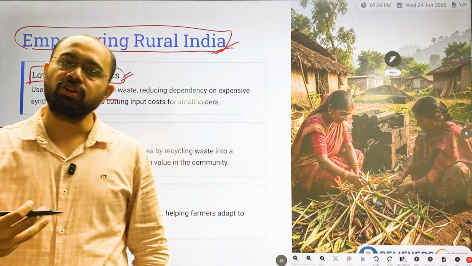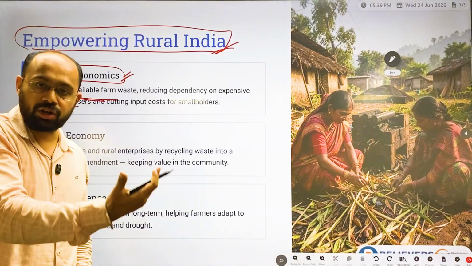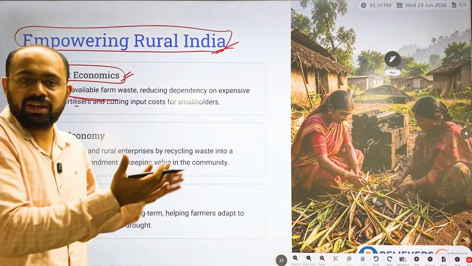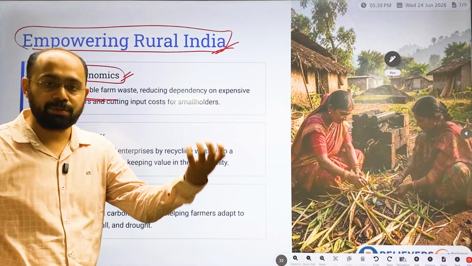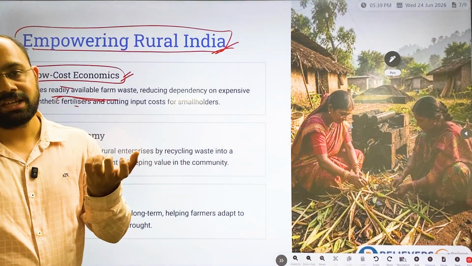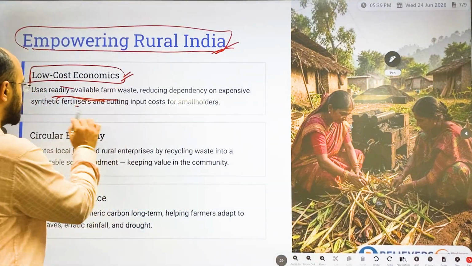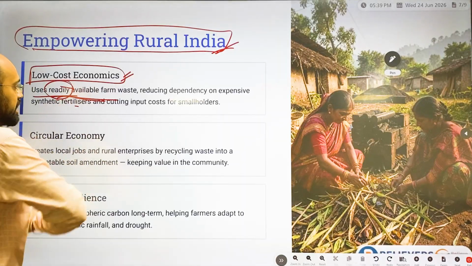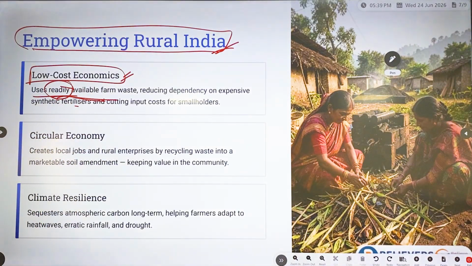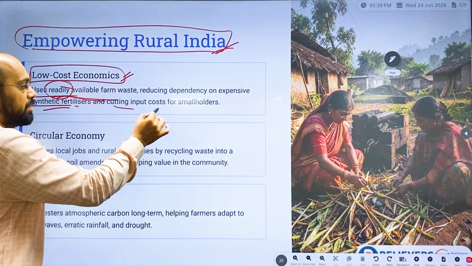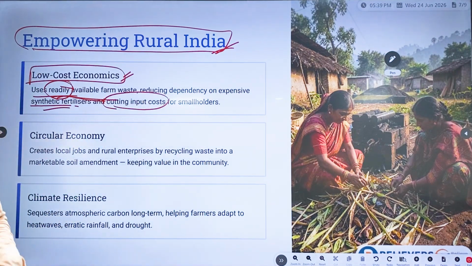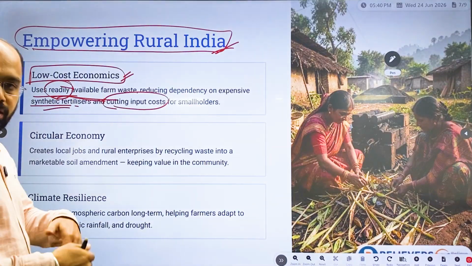Because the waste is already generated. We are not putting extra cost there to generate waste specifically. Whatever is produced, and whatever waste we get from that produce, we are using that. We are using readily available farm waste and reducing dependency on expensive synthetic fertilizers. It will also cut the input cost of small farmers, which will enhance their ability to do agriculture.